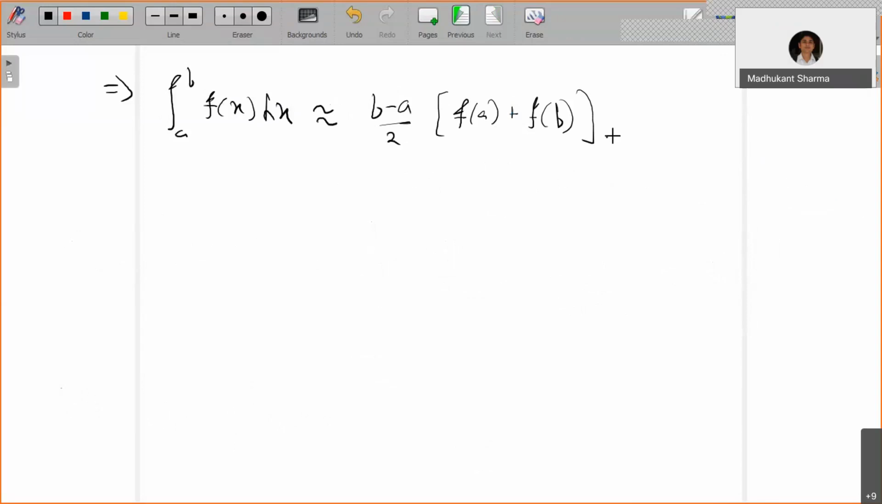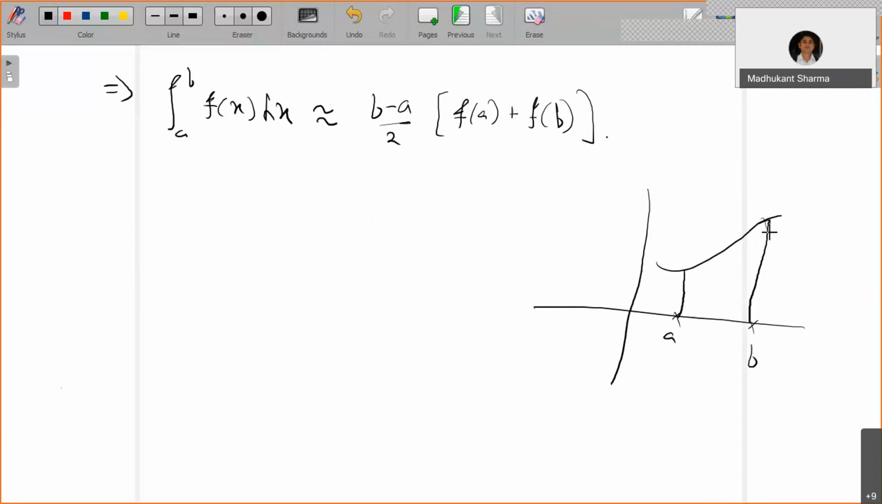Right? Why is it called the trapezoidal rule? This is because it is the area of a trapezium. So you have, let's say this is a, and here is b. So you have this here and this there. What is the area of this trapezium? This is f of a, this is f of b. So (f of a plus f of b) by 2 times (b minus a). That is going to be the area of the trapezium.